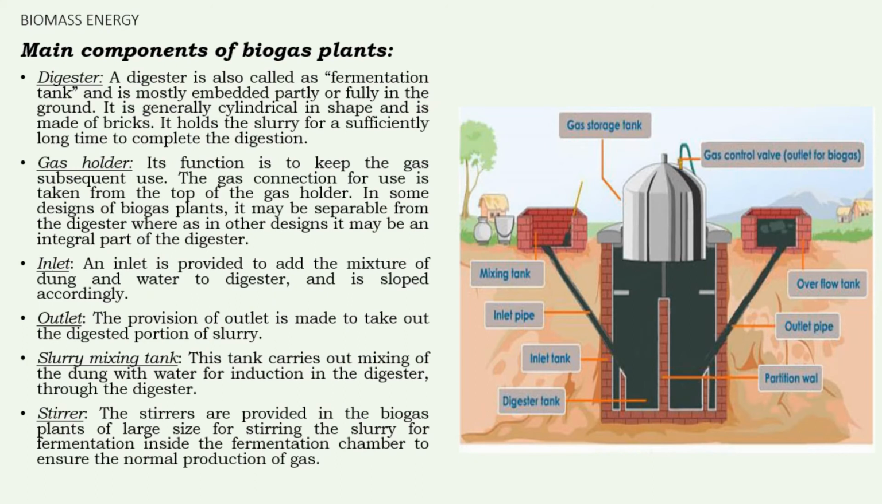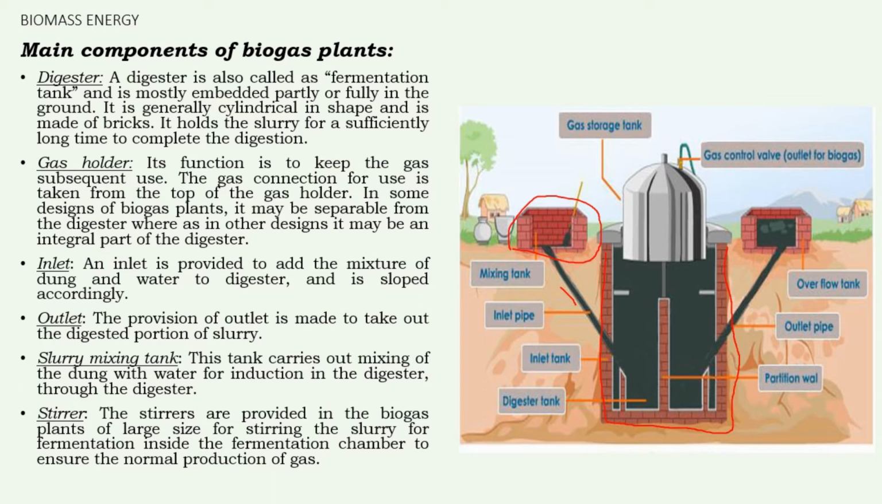Now let's look at the components of biogas plant. So this is the mixing tank, where we mix the biomass, and this is the inlet pipe, and this is the digester. So you can see this structure, which is constructed with bricks. So this is the digester. It is also called a fermentation tank.